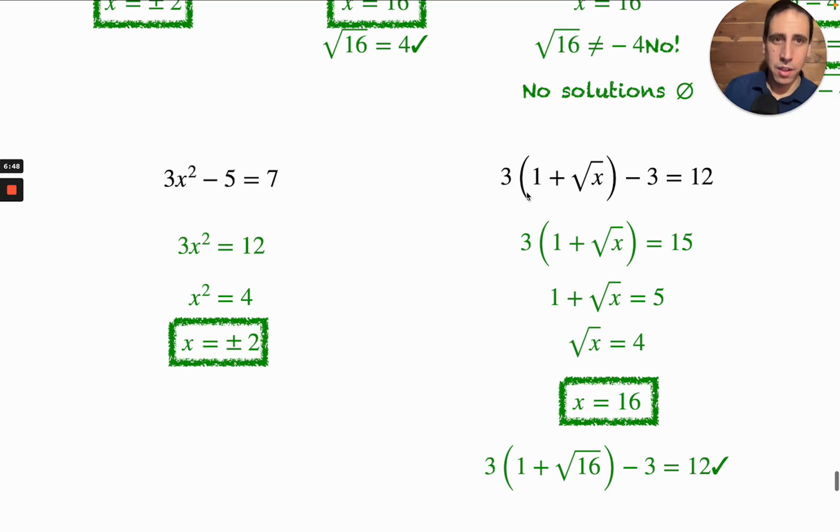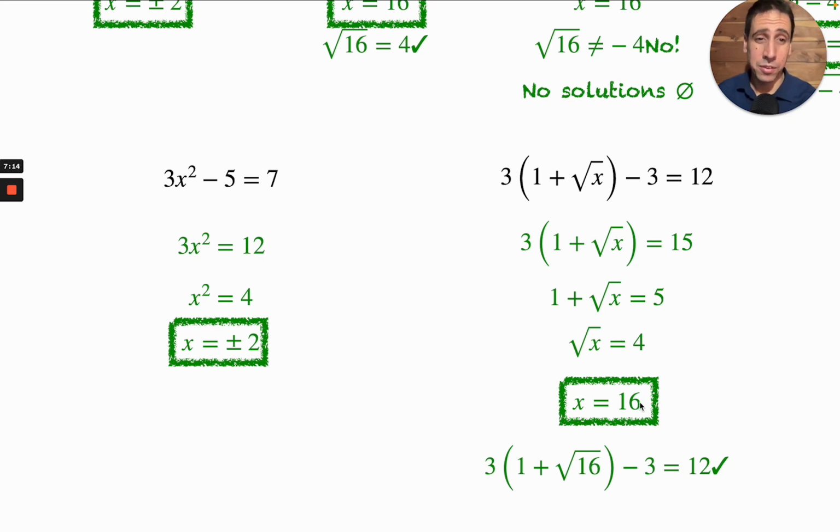Let's check this out. We've got addition inside parentheses, multiplication, and subtraction. So what we've really got to do is peel back these operations one at a time. Undo the subtraction, undo the multiplication, undo the addition. We get square root of x is equal to 4. To undo the radical, we've got to square both sides, and we get x is equal to 16.